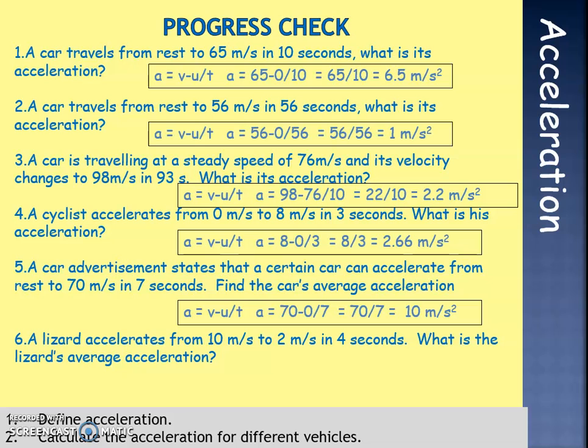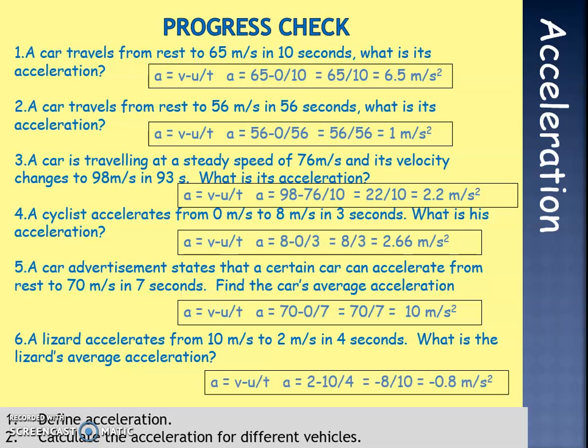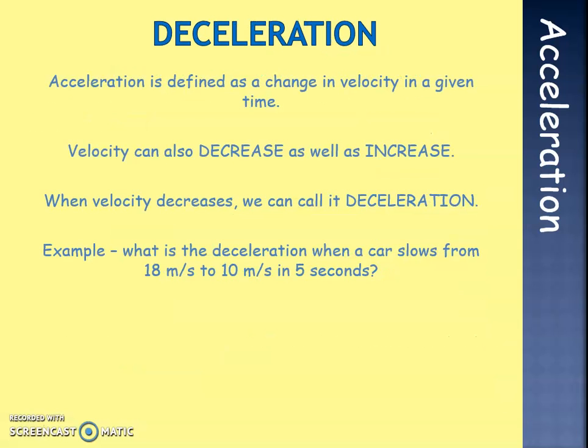What's its average acceleration? Well, you see, it's going from 10 to 2. So we do 2 take away 10, giving us minus 8. Minus 8 divided by 10 gives us minus 0.8 meters per second squared. What does that minus mean? Let's move on and see if we can work that out.